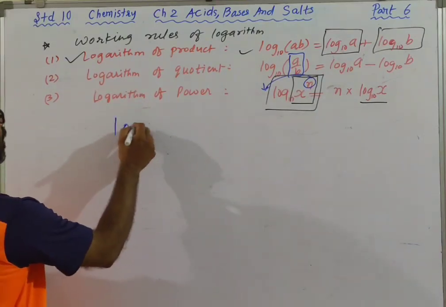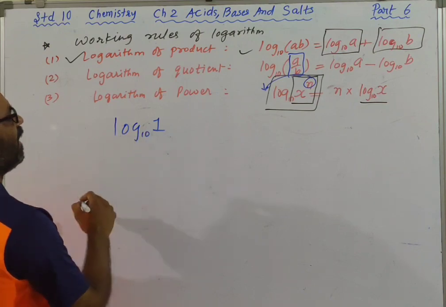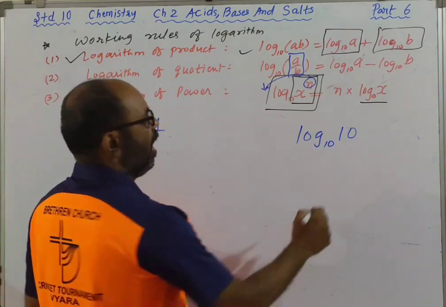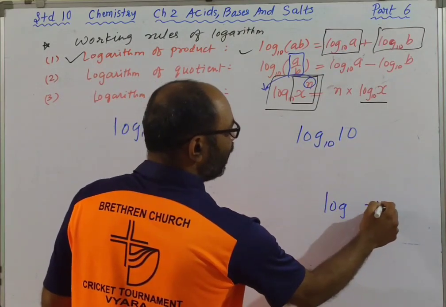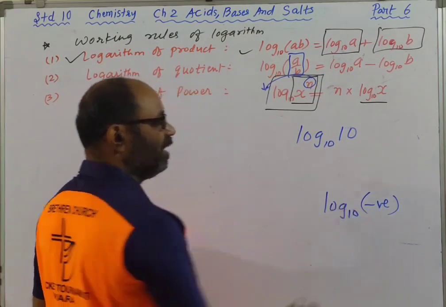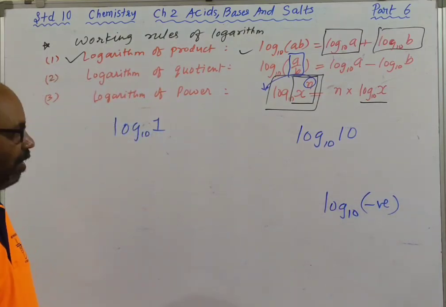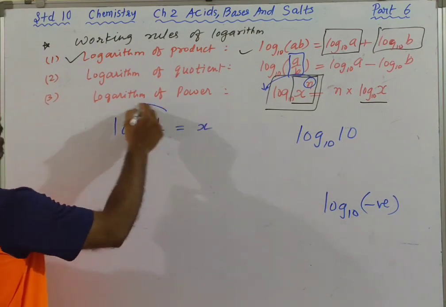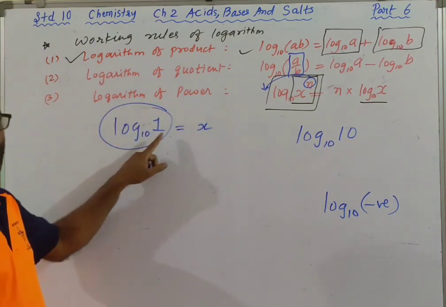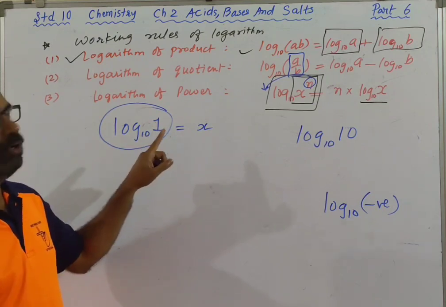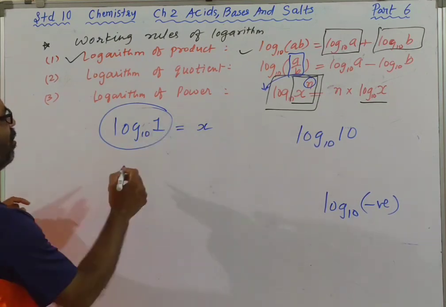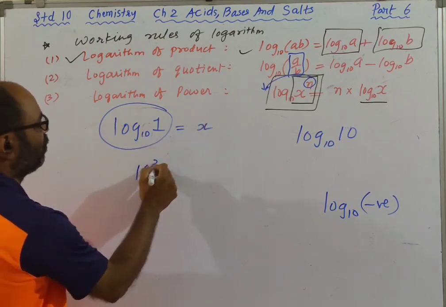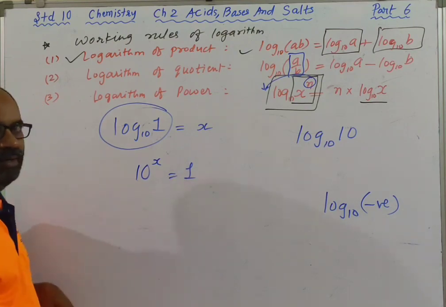We'll see logarithm of 1 to base 10, logarithm of 10 to base 10, and logarithm of any negative number to the base 10. What happens? Let's say the value is x. Logarithm of 1 to the base 10, we have to find its value. Suppose it is x. So convert into exponential form: base 10 raised to x is equal to 1.